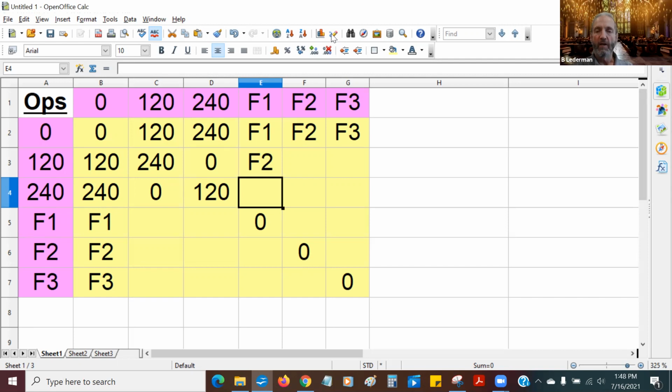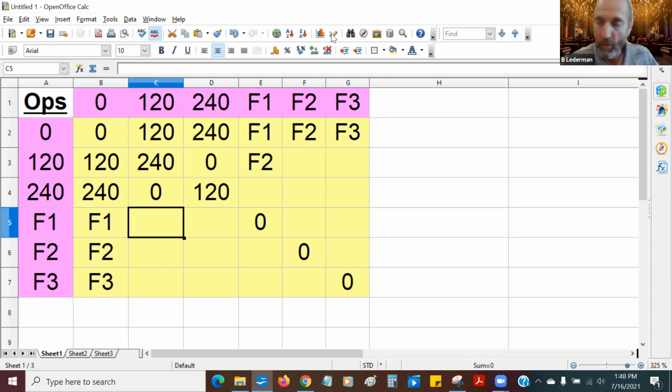What if I start with an F1, and then do a 120-degree rotation? Will that also be an F2? Maybe it will, maybe it won't. Remember, these groups don't have to be commutative, and this one may or may not be. So let's just take a look.